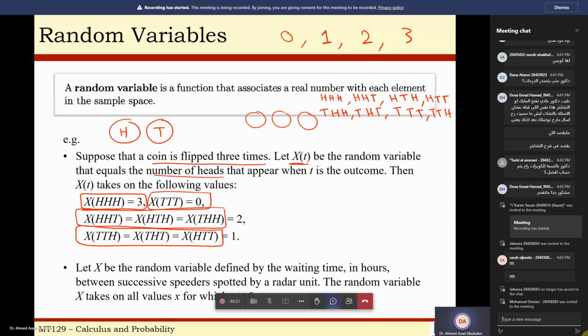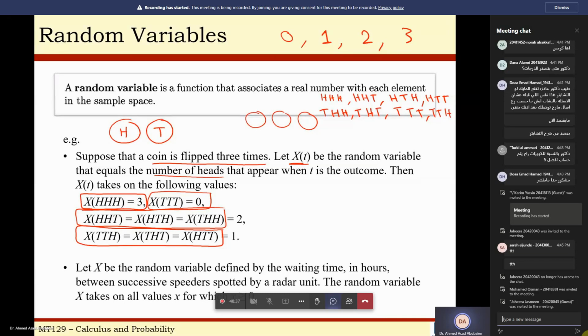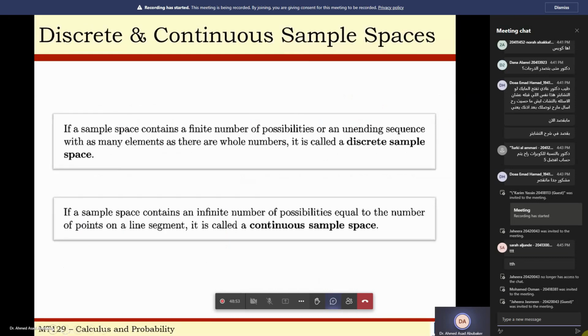Some random variables are also continuous. This depends on the outcome: sometimes it is a count, for example the number of students, the number of animals. Sometimes the outcome is time or temperature. This is continuous. We cannot put a specific number, so we have an interval. So we have discrete and continuous sample spaces.